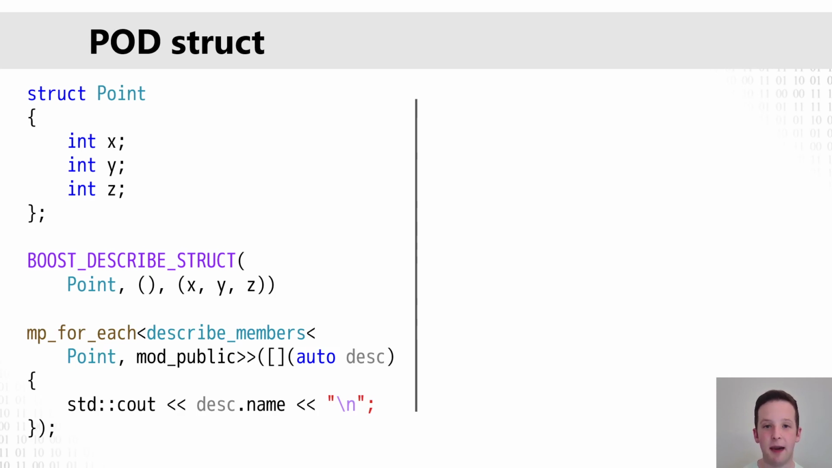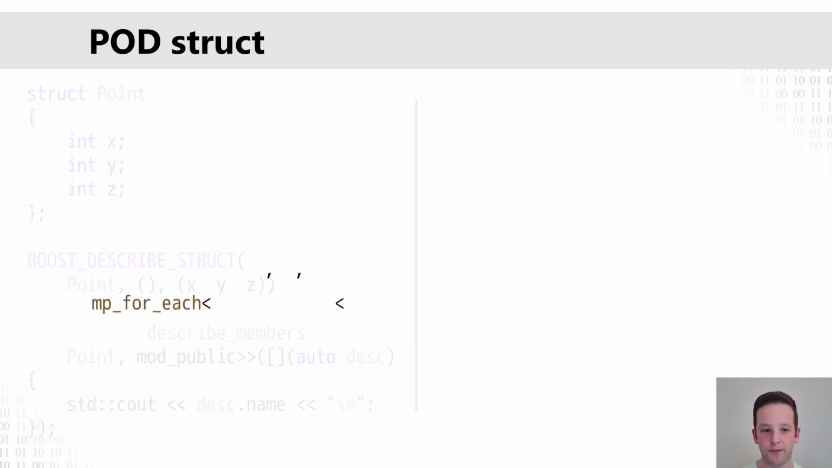So I'm going to use mp_for_each, which is from Boost MP11. The reason is because Boost.Describe works with type lists, so it makes it very easy to integrate with MP11. So let's take a very quick detour to mp_for_each.